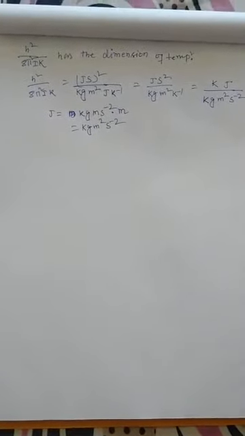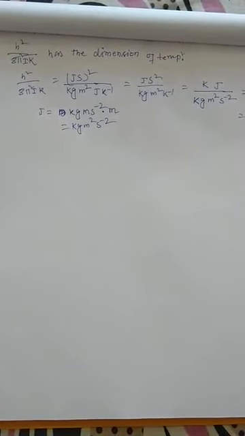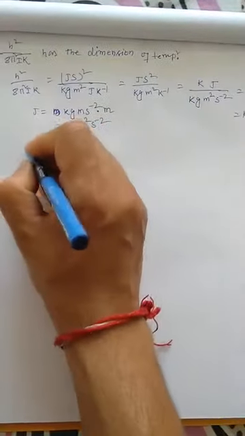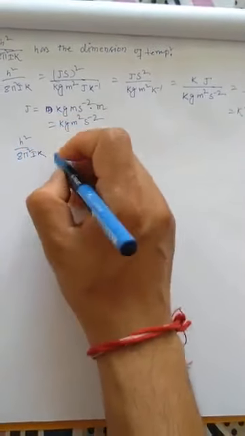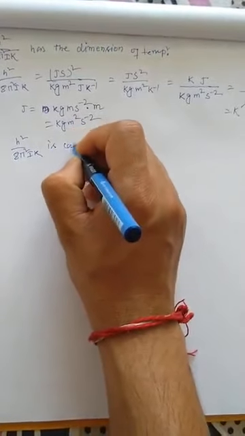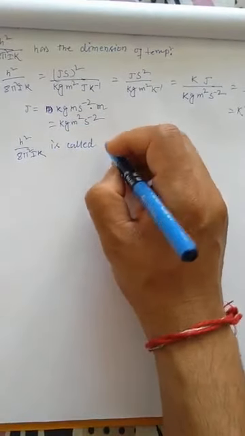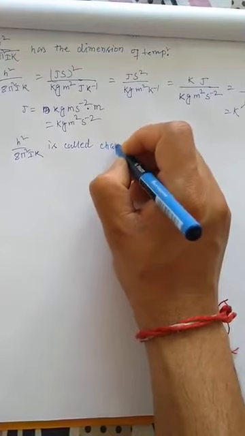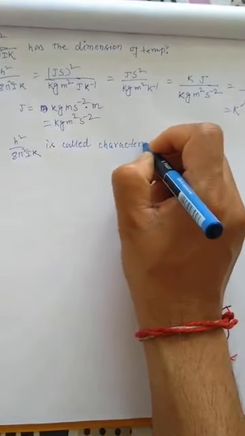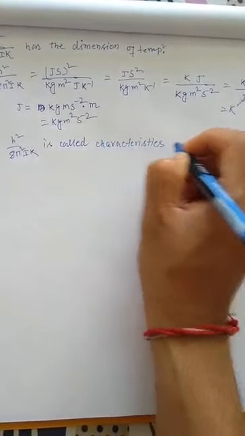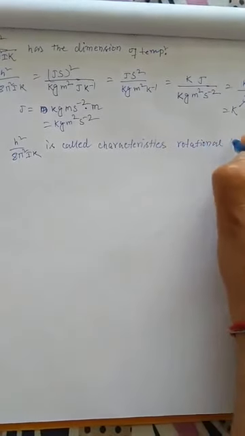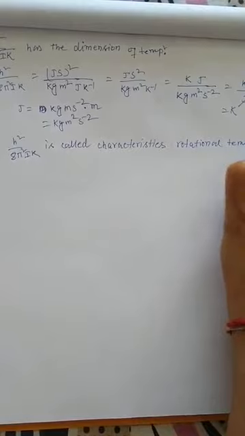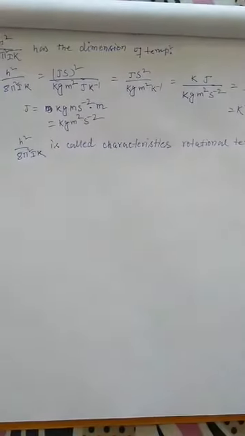Now this quantity has the dimension of temperature and is called the characteristic rotational temperature. That means h square by 8 pi square I into k is called the characteristic rotational temperature, because this quantity has the dimension of temperature.